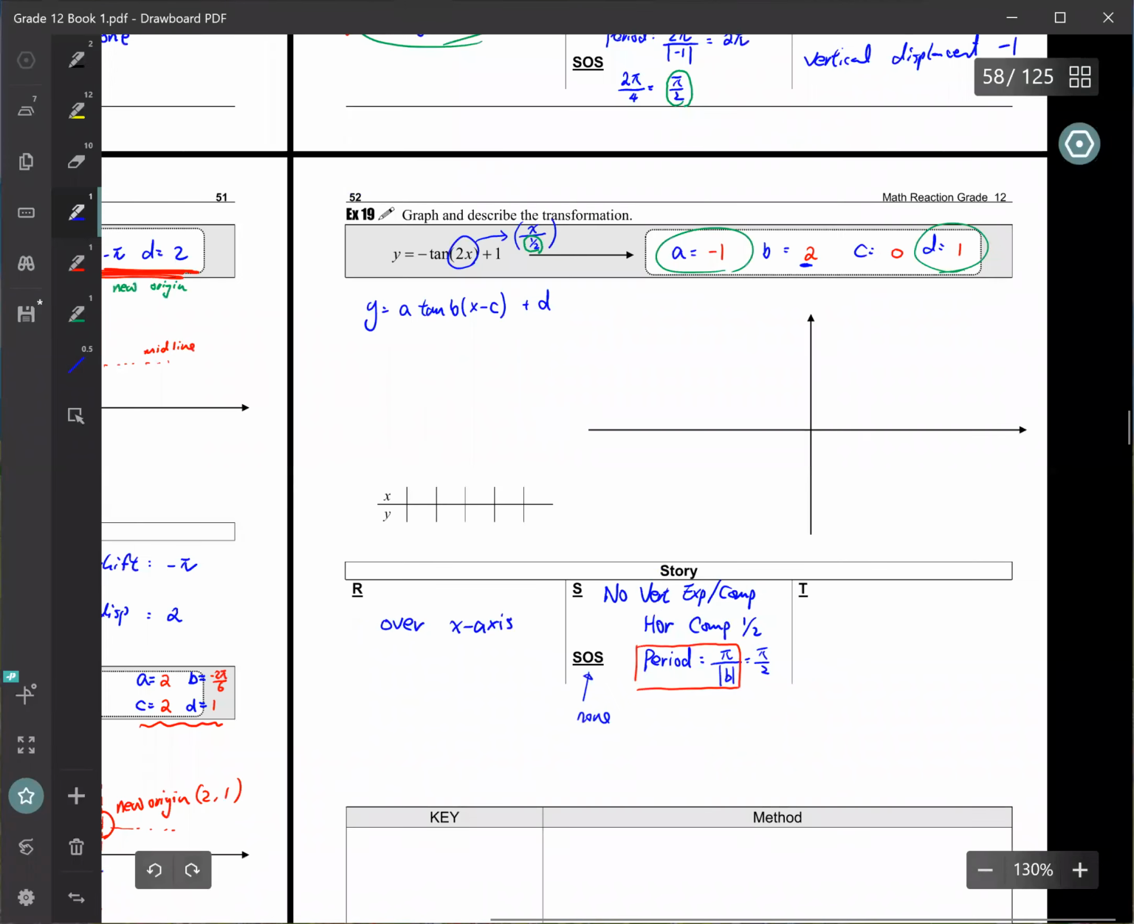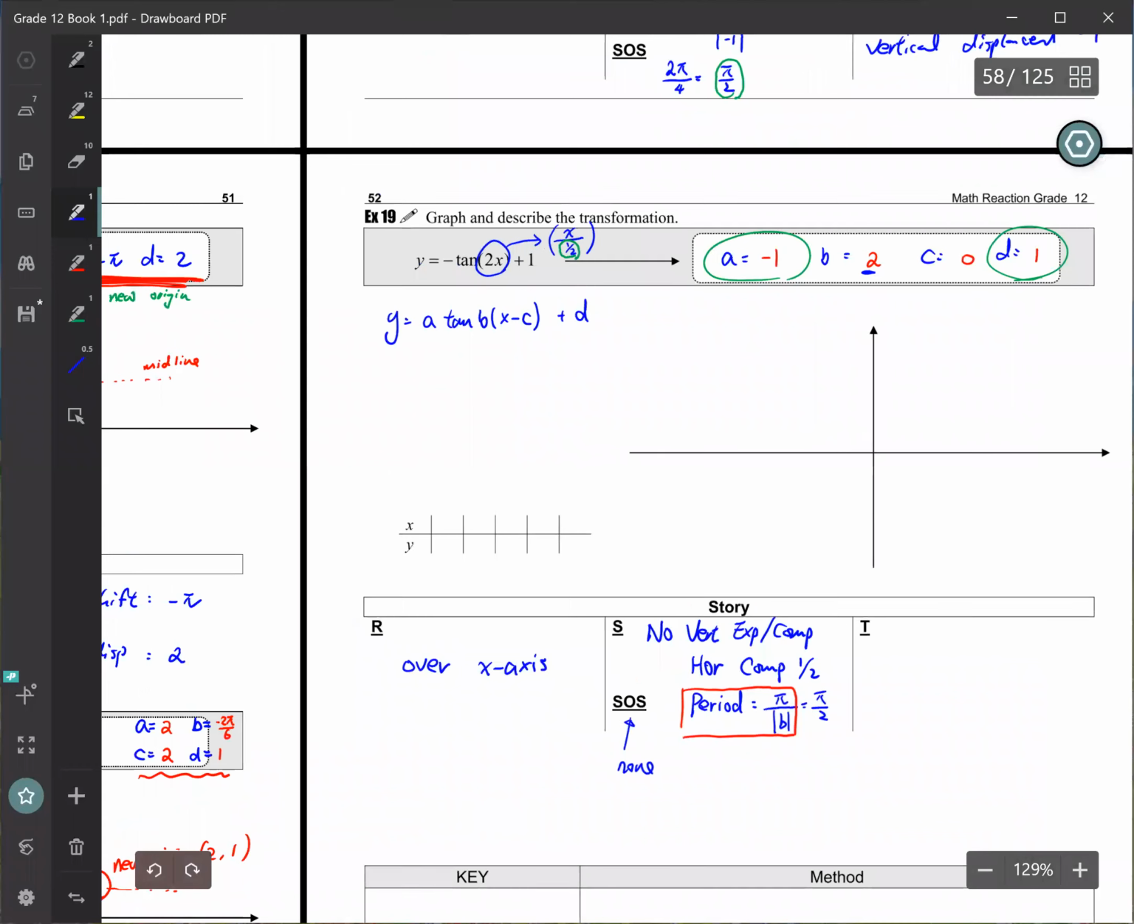All right, last one, translation. Which way are we moving? Eric? Which way are we moving here?